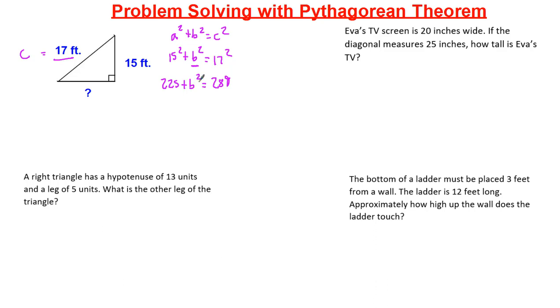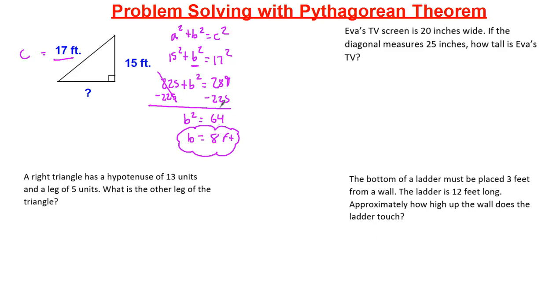Now at this point, I want to get B squared all by itself. So I'm going to subtract 225 from the other side. So now B squared is going to be equal to 289 minus 225. That's going to be 64. Alright, so now the square root of 64 is going to give me B. Square root of 64 is 8, so it's going to be 8 feet.